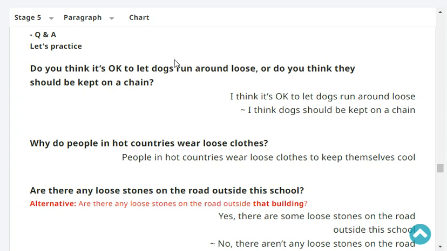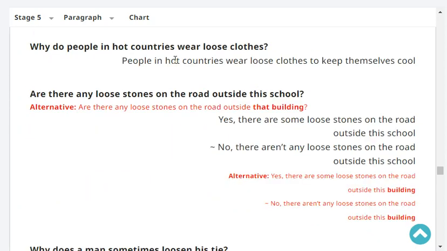Why do people in hot countries wear loose clothes? People in hot countries wear loose clothes to keep themselves cool. Very good.